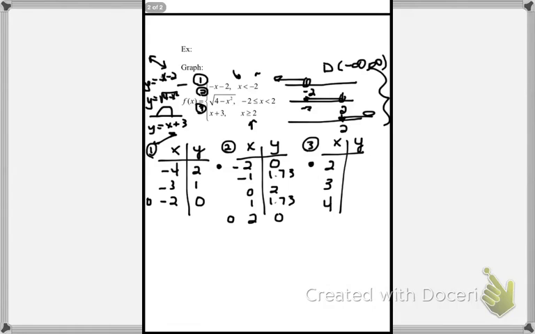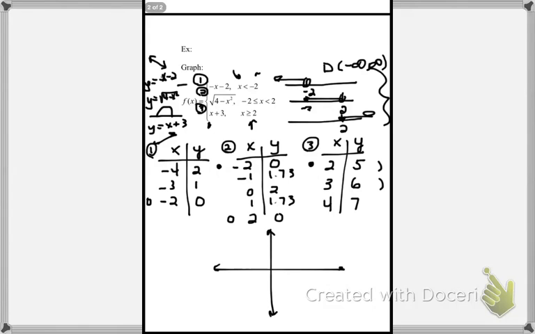And in the last equation, we plug in a 2, we get 2 plus 3, 5. We plug in a 3, and 3 plus 3, 6. We plug in a 4, and we get 7. And notice the slope going up by 1, and we did have a positive 1 slope. Our next step is to graph them on one set of axes.